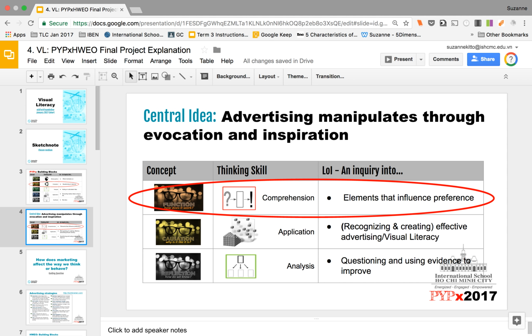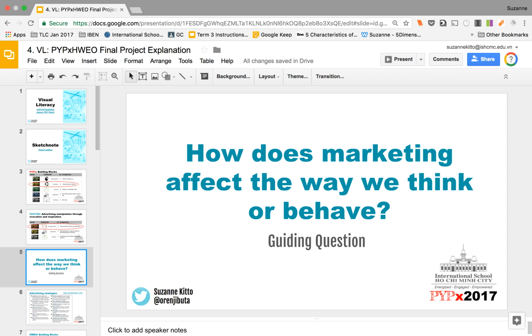For this visual literacy project, I'm focusing on that first line of inquiry, which is the comprehension of elements that influence our preferences. I created this guiding question: how does marketing affect the way we think or behave, to try and focus our research.